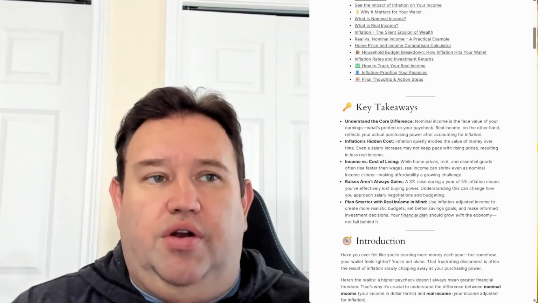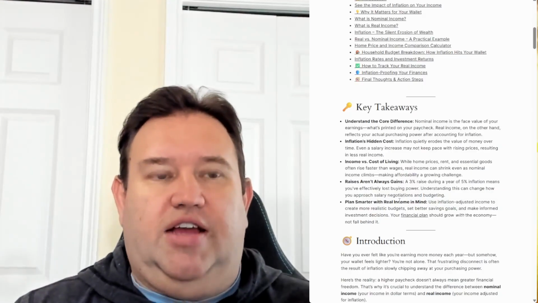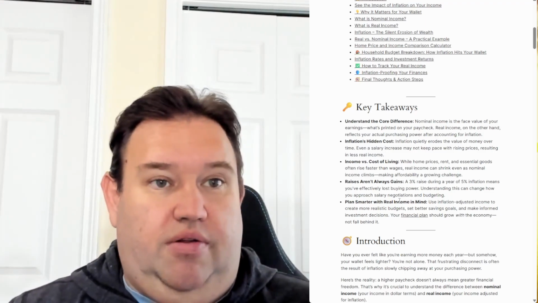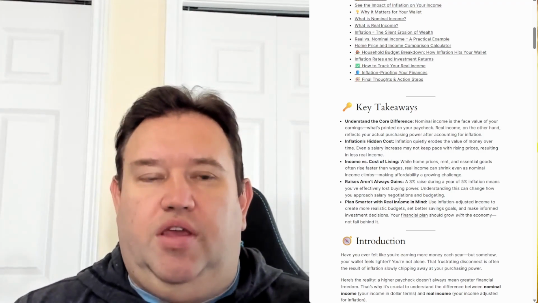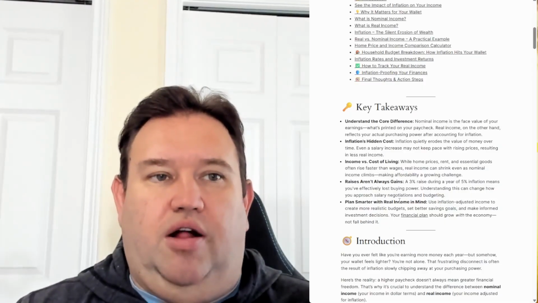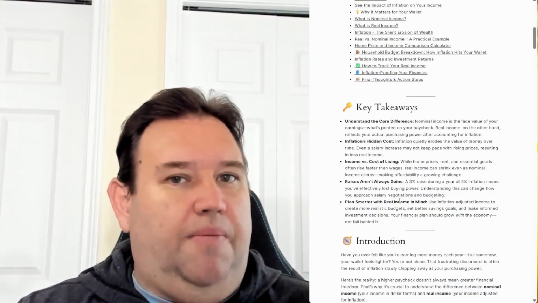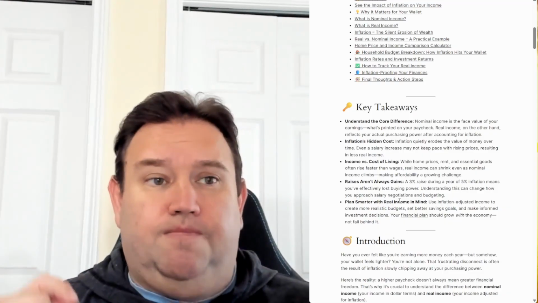The core difference to take away is that nominal income is the face value of your earnings, and that's what's printed on your paycheck. $100 last year is not the same as $100 this year. Real income, on the other hand, takes a look at the actual purchasing power of your dollar after accounting for inflation. And inflation is a slow erosion of the purchasing power of your dollar.